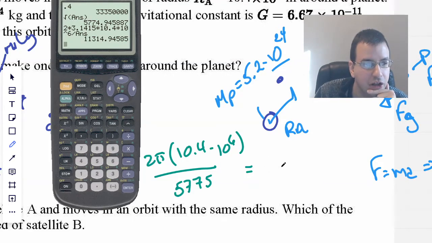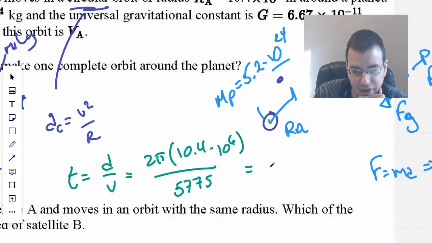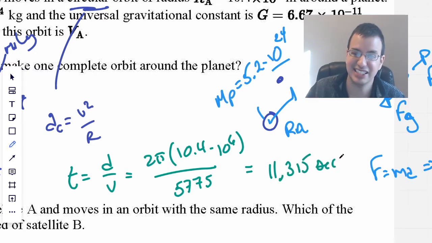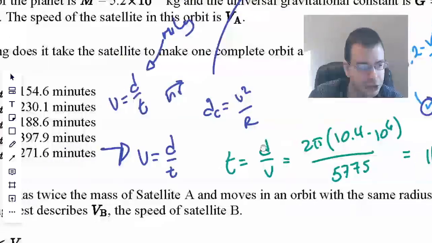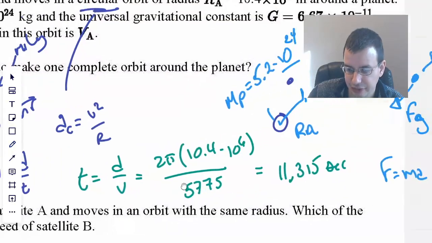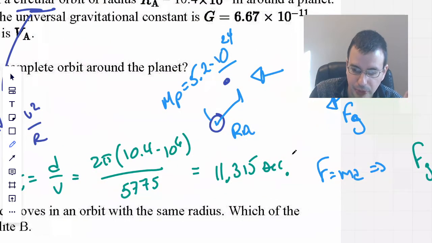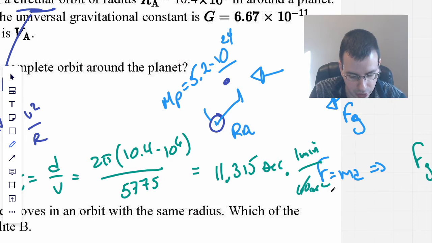And we have 11,315. And this is going to be measured in seconds. So now to convert this over to minutes, we'll just divide by 60, or multiply by 1 minute per 60 seconds, same as multiplying by 1. Whoop, don't cancel the 60, cancel the seconds.